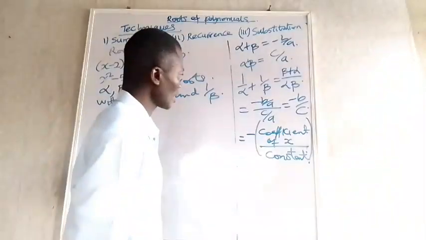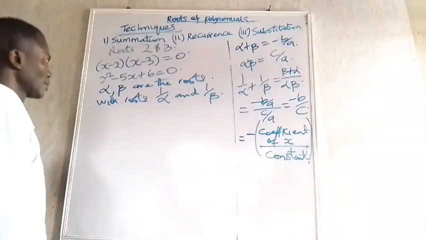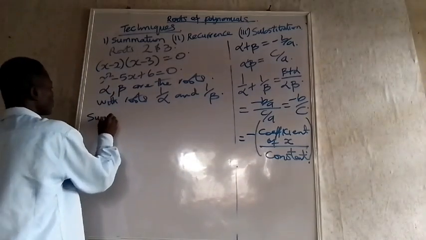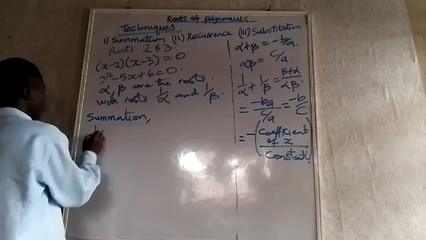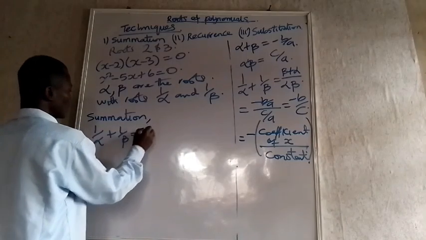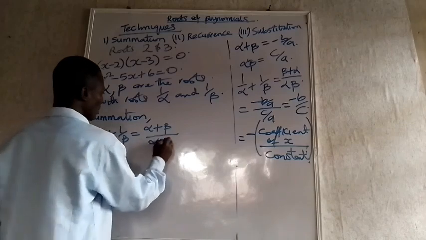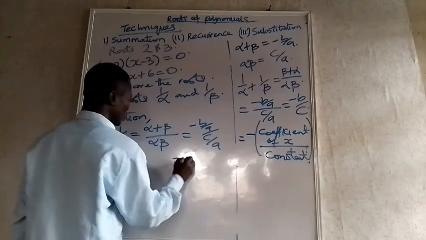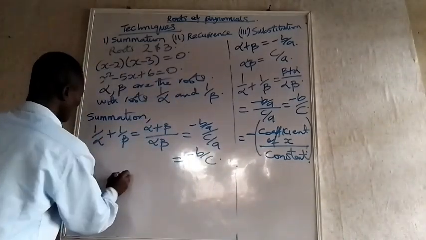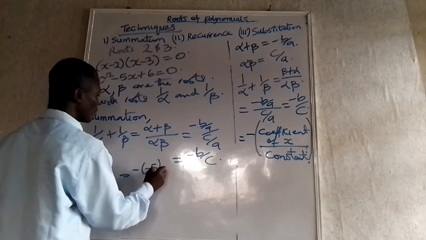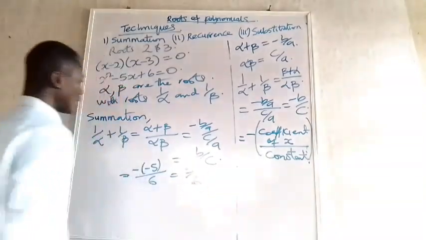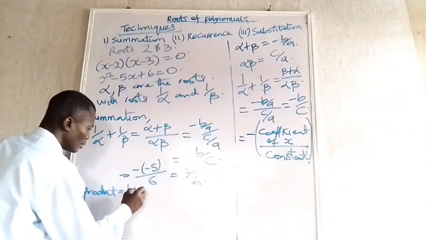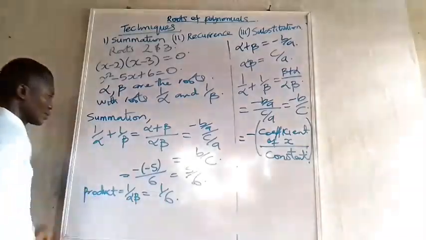We have seen this: minus coefficient of x over constant. Using summation, 1 over alpha plus 1 over beta is equal to alpha plus beta over alpha beta. That's what you are getting. This is equal to minus b over a over c over a, which is minus b over c. So this is going to be equal to minus minus 5 over 6, which is 5 over 6. So that's the sum. The product is equal to 1 over alpha beta. That is 1 over 6.